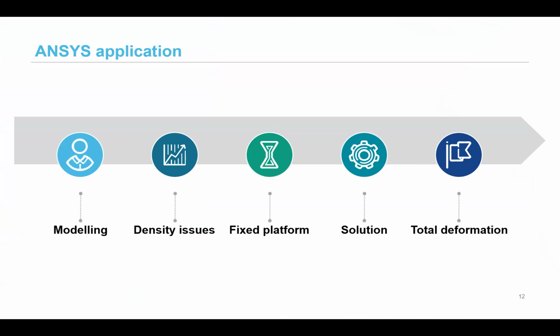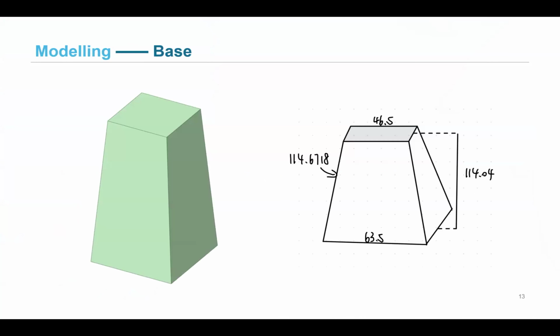I will introduce our research process. Here are some applications we used for the analyses: modeling a function, setting density and the platforms, solving the model, and observing the total deformation. Let's turn to our modeling process. We found that the building has a structure that is combined by different modules. So we decided to build it part by part.